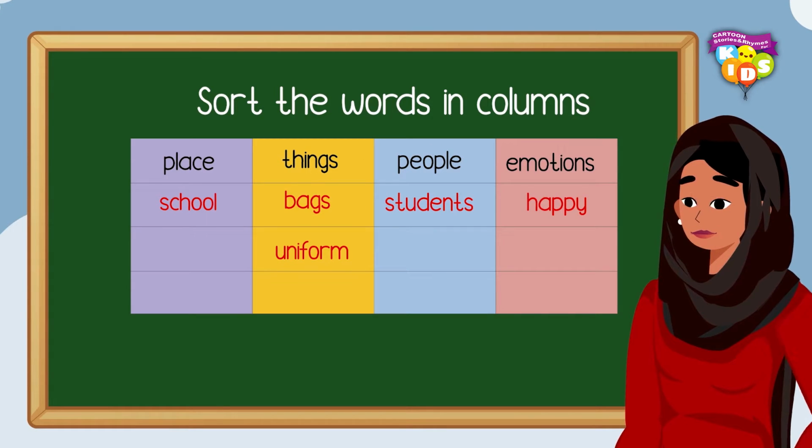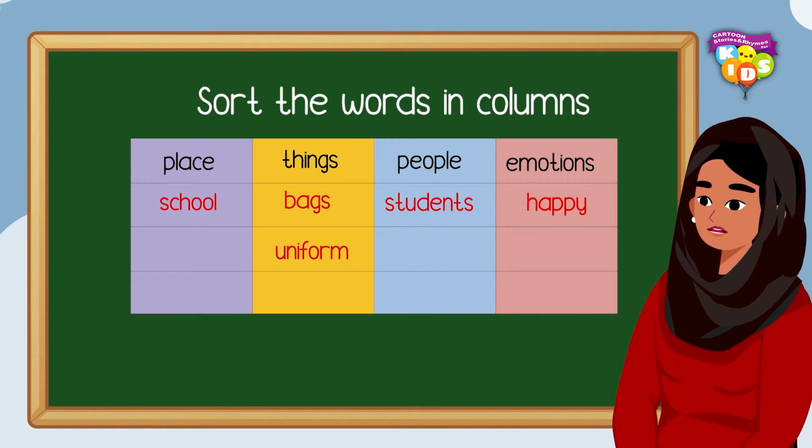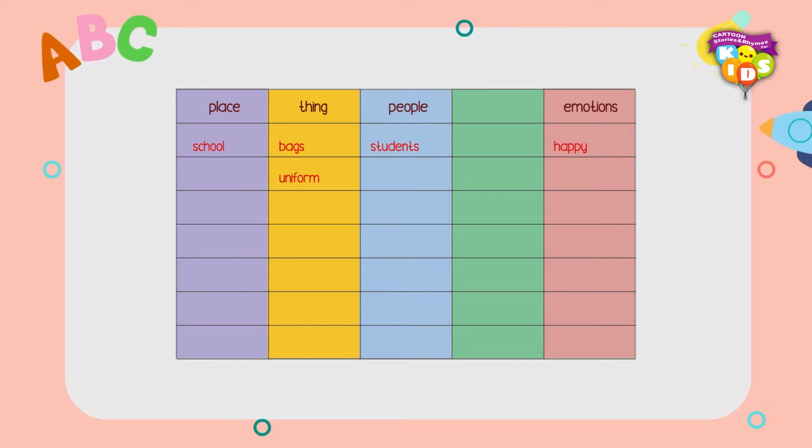Time's up. Let's now check the sorted words together. I'm also adding a new colored column next to people in the table. We will write the words you could not place anywhere here. Please give your answers turn by turn.